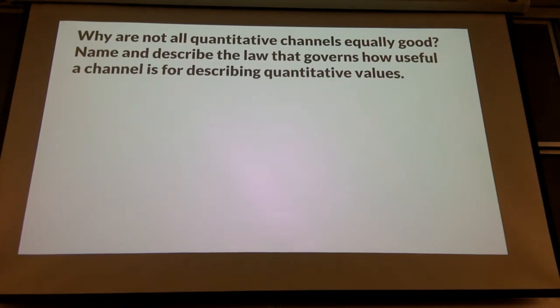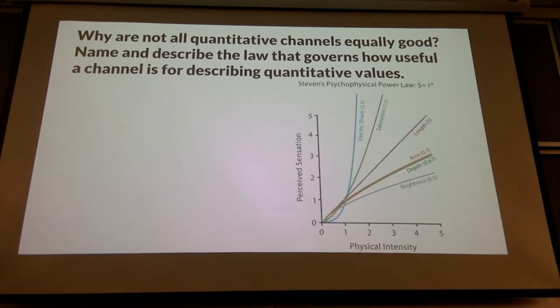Then the question is, why are not all quantitative channels equally good? Name and describe the law that governs how useful a channel is for describing quantitative values. Anybody remember the law? Stevens' psychophysical power law, exactly. We didn't really care for the name, but what is the point of the law? That our perception is not always linear, depending on what channel is used. Exactly. So the intensity of the stimulus does not always linearly correspond to what we perceive of the stimulus. The only one in Stevens' experiments where this relationship was linear was the perception of length.